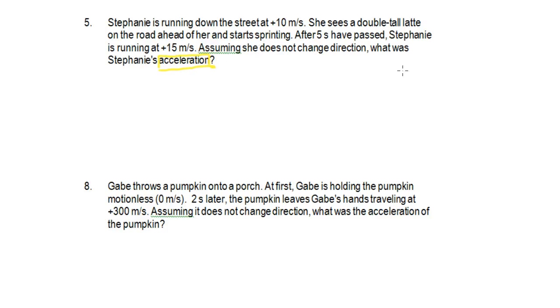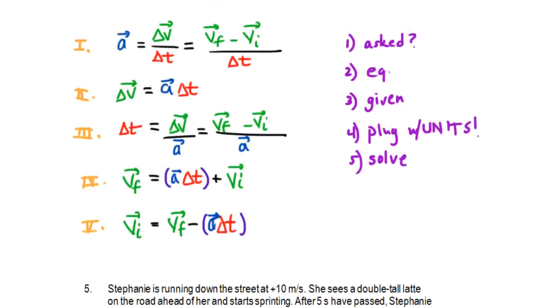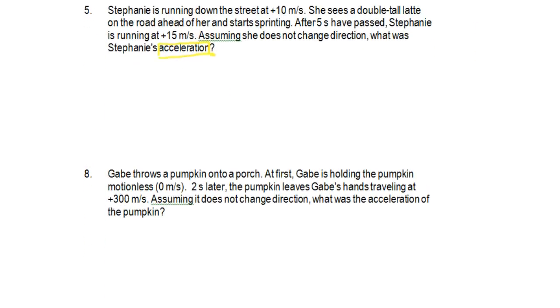So because it's asking for acceleration, we know that we can use this equation right here. Acceleration equals change in velocity over change in time. And so that's the first thing I'm going to do, I'm going to write down that equation, and I'm going to say acceleration equals change in velocity over change in time, except I'm going to expand it, and I'm going to say equals final velocity minus initial velocity, all divided by change in time. So that's the second step. That's the equation I'm going to use. Now I have to look and see what's given.